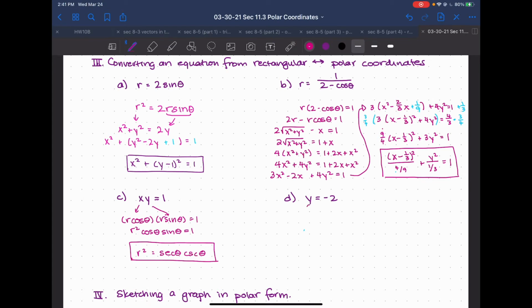So then if we do the same kind of thing with y equals -2, y is r sine theta. And if we divide both sides by sine, we get r equals -2 cosecant theta. Boom, done. So it's much easier to go from rectangular to polar. Polar to rectangular, you've got to play around with a little bit. So there's that.